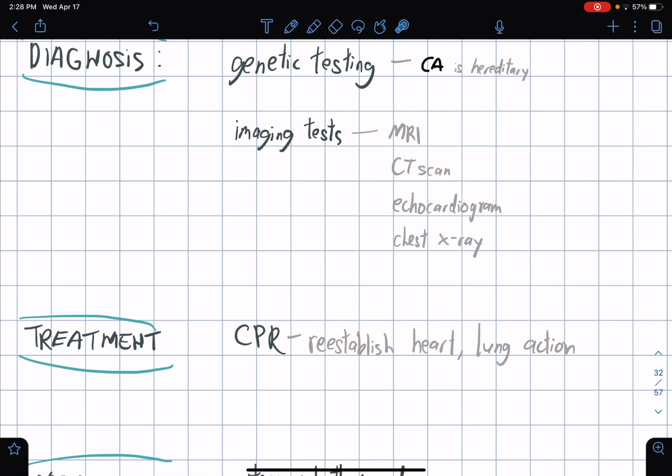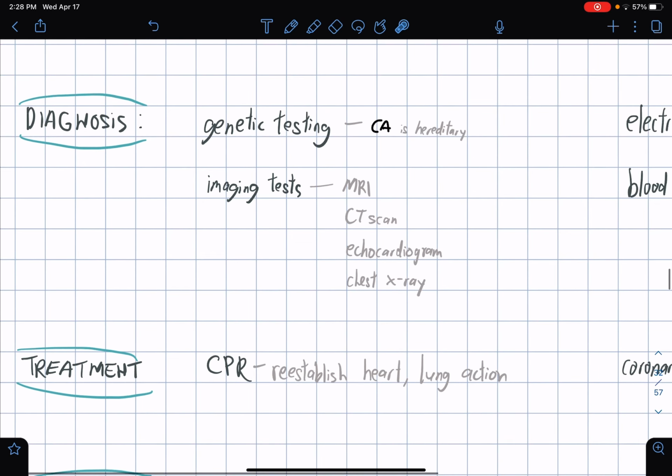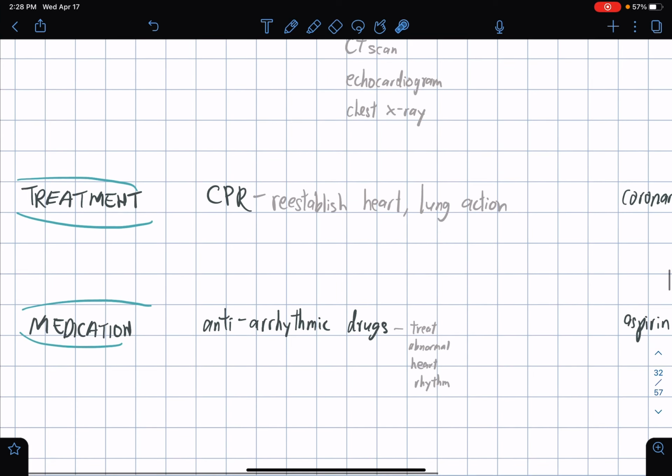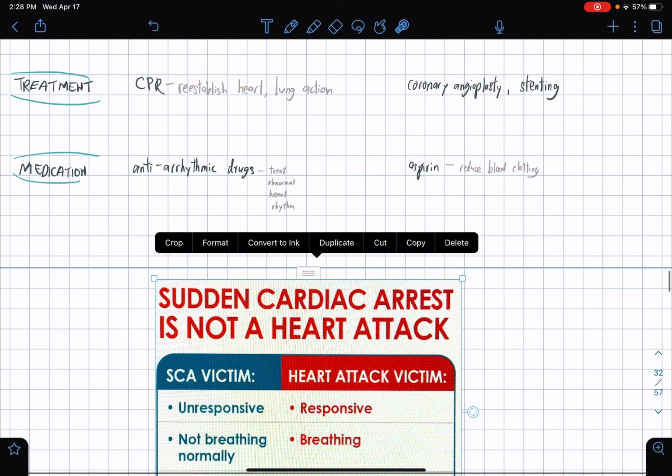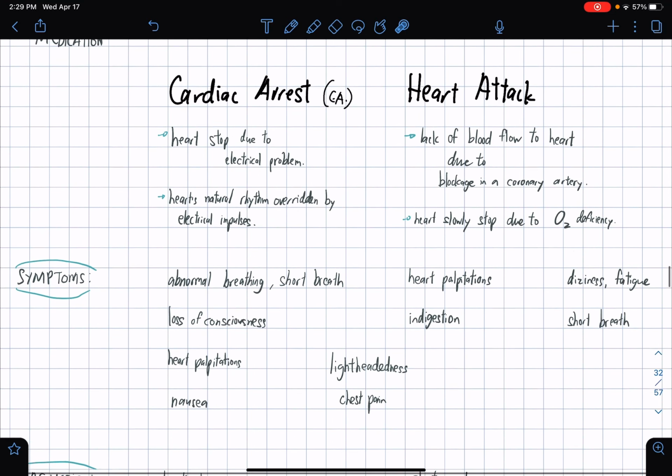So for a heart that's prone to having cardiac arrests, visually, there's a way to find out if a heart has a higher risk of getting cardiac arrest. So these scans are important. Treatment: CPR, cardiopulmonary resuscitation, intends to re-establish heart and lung action. Medications for this: anti-arrhythmic drugs, they treat abnormal heart rhythm. Sorry about that. Okay, let's go to heart attack.